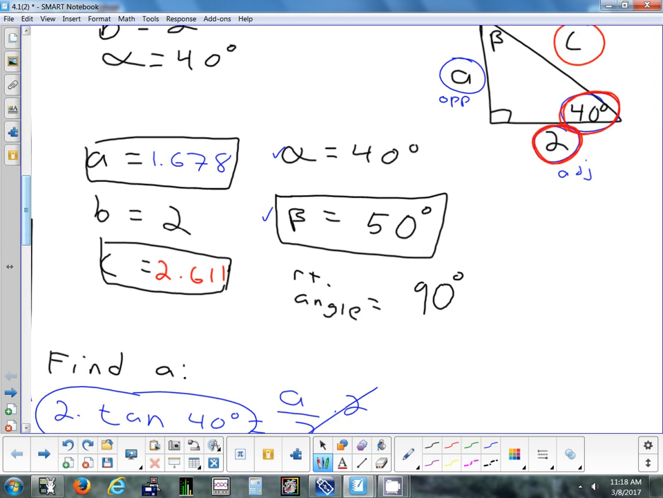Now, what you could do is you could use the Pythagorean theorem to check if you're right. You could try a squared plus b squared, get that number, and then take c and square it, get that number, and they should come out the same. If they do, then that's a good chance you did the problem right. If a squared plus b squared doesn't equal c squared, then either one of these numbers is wrong, or you did the Pythagorean theorem wrong when you checked your answer. Okay. So, any questions on that one?